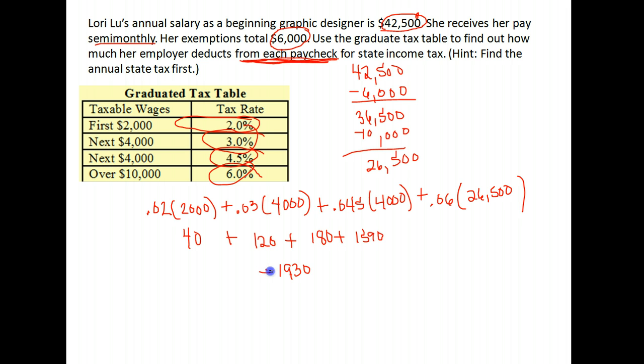But they didn't ask how much is taken out every year. They asked how much is taken out of each paycheck if she's paid semi-monthly. Semi-monthly means 2 times a month or 24 times a year. So we take our $1,930 and we divide it up into 24 paychecks. So we know how much is taken out of each paycheck and not just the total for the year. And I get $80.42 is taken out of each and every single paycheck.